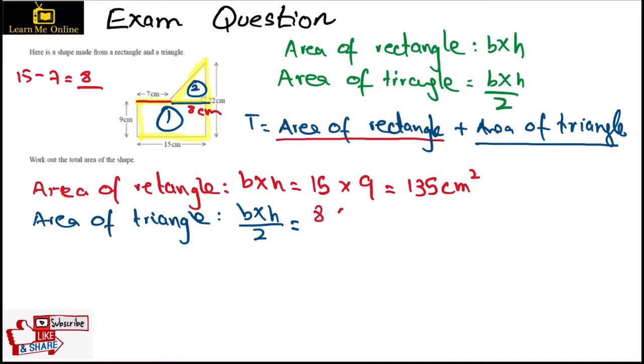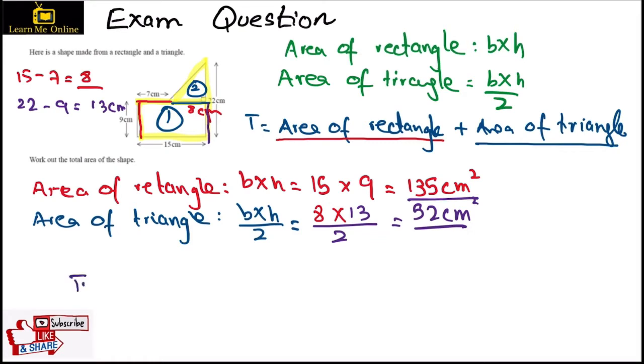And the height: this is the total length, which is 22. From here to here we know that is 9 centimeters, so this part would be 9 centimeters as well. To find the height, we do 22 minus 9, and we get 13 centimeters for the height. Now we know the base is 8, the height is 13, and we make a half of them. When you multiply them together and divide by 2, you get 52 centimeters squared. That is the area of the triangle.